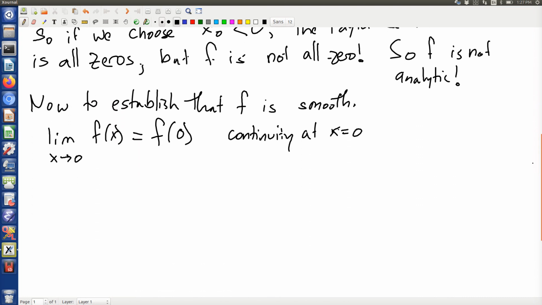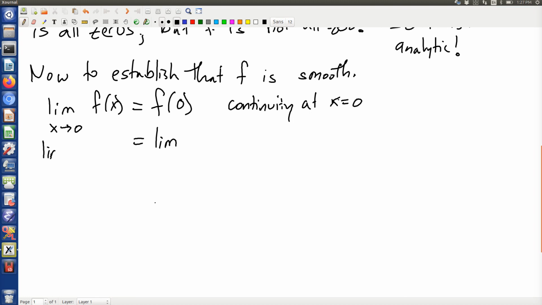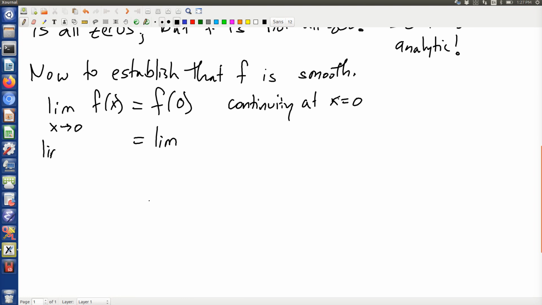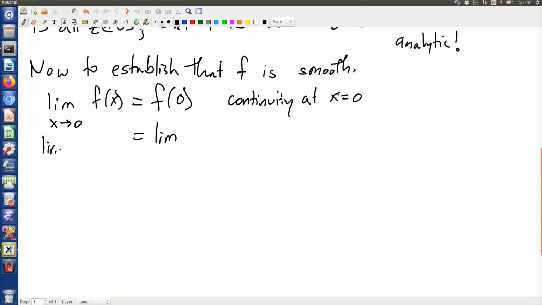So I want to show that, in fact, this limit exists. We're in the real numbers for the moment, so that means that the limit from the left and the limit from the right need to be equal. Here we're having some pen problems. Limit from the left and the limit from the right of f of x need to be equal, because if they're not equal, then there's no hope of them being equal to the same thing.